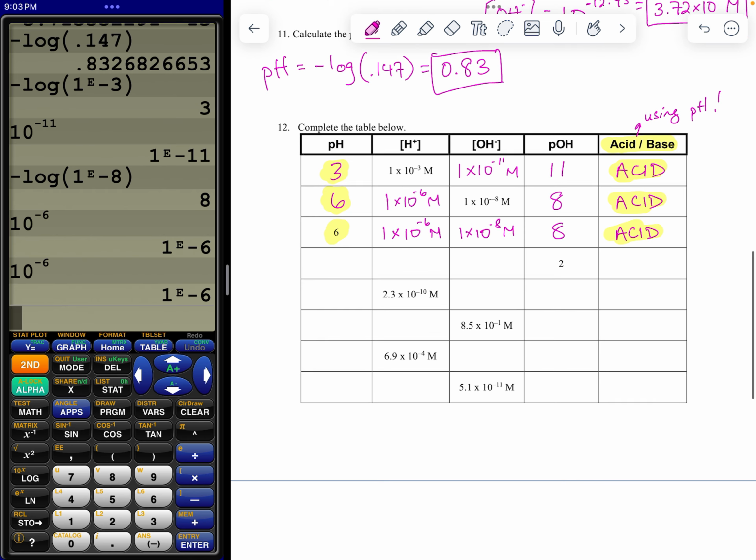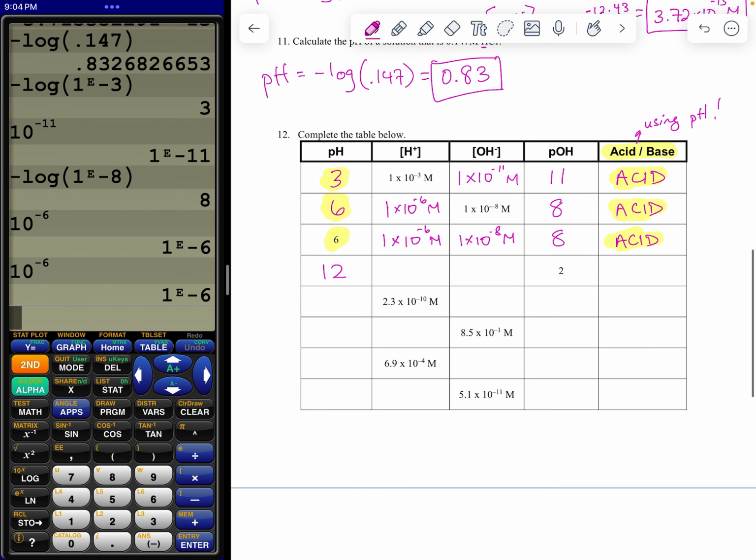Let's go. POH 2, which means that we have a pH of 12. Super basic there. And then you can work backwards whichever way you want, right? This is 10 to the negative pOH for the OH concentration. This is 10 to the negative pH for the H concentration. And we have both of those values there. So let's just do that really quick.